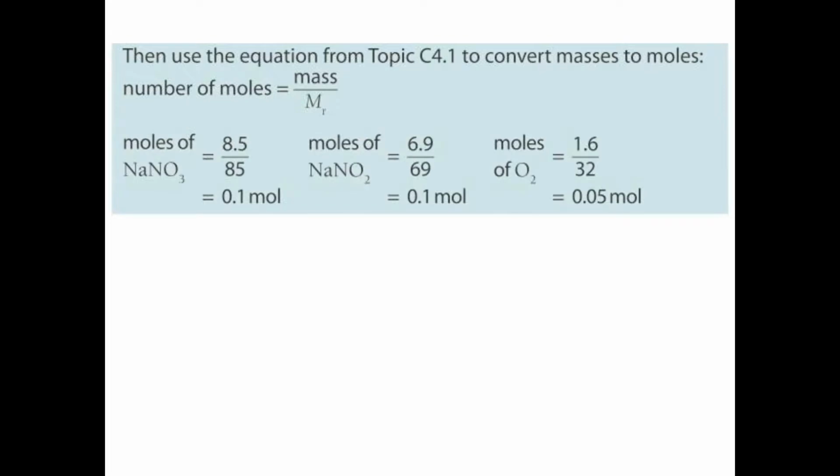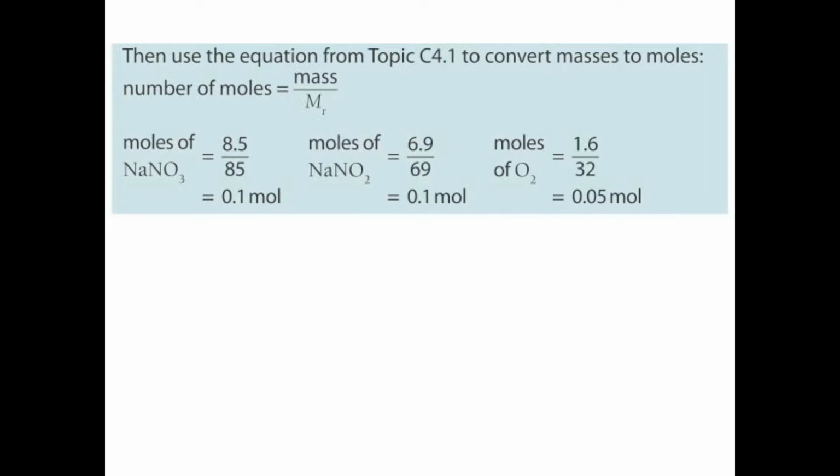So we have 8.5 grams divided by 85, the relative formula mass for sodium nitrate. 6.9 grams divided by 69 for sodium nitrite, and 1.6 grams divided by 32, the relative formula mass of a molecule of oxygen. When we do those calculations, we come up with these number of moles. For sodium nitrate, it's 0.1. For sodium nitrite, it's also 0.1. And for oxygen, it's 0.05.